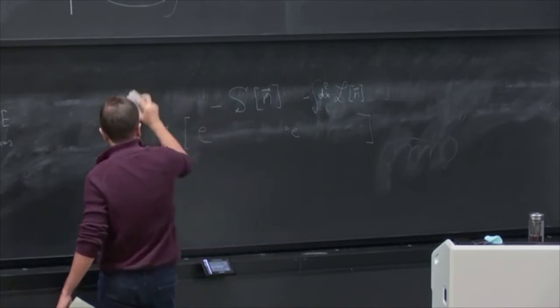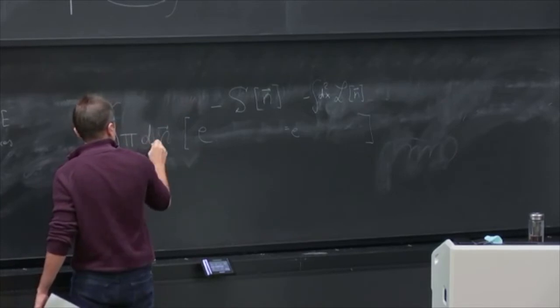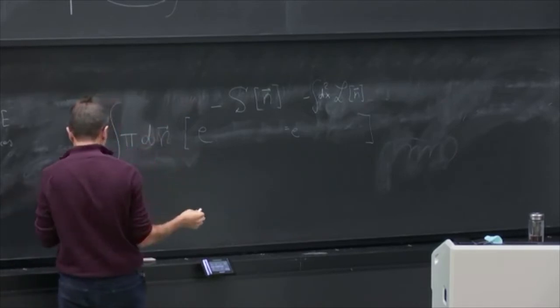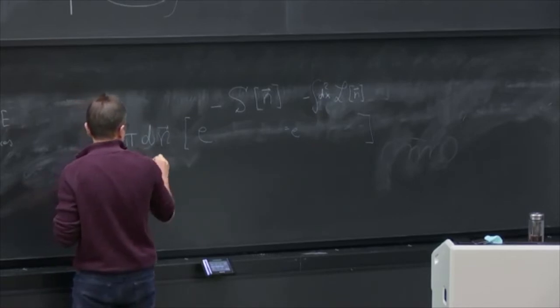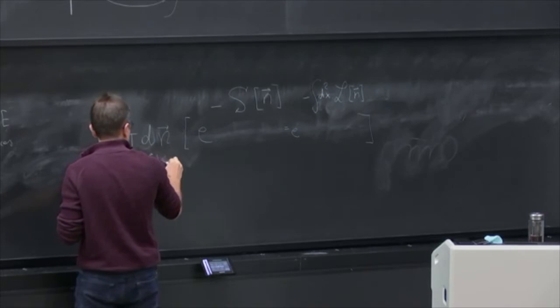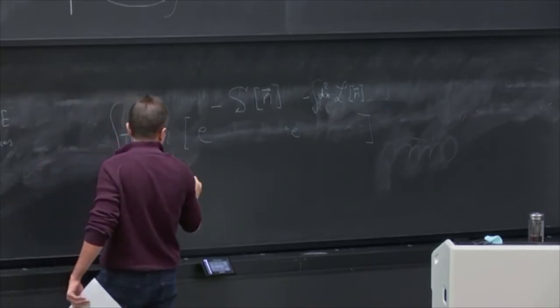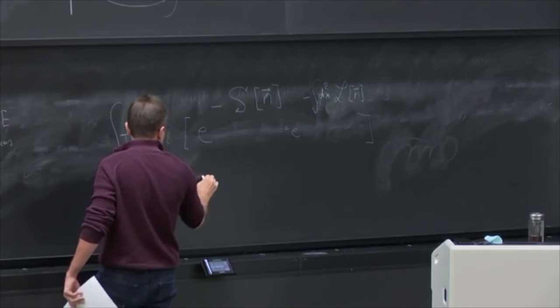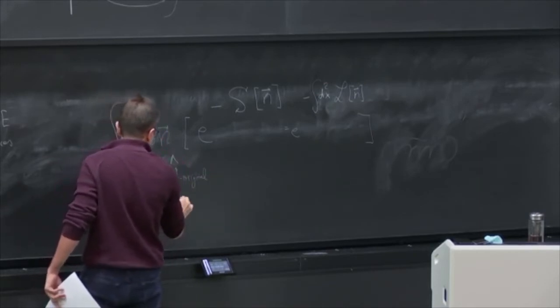All modes. So let me write it like this. It's an integral of a product of dk_n where I integrate out the momentum. So this was the original cutoff, and this is now the new cutoff.